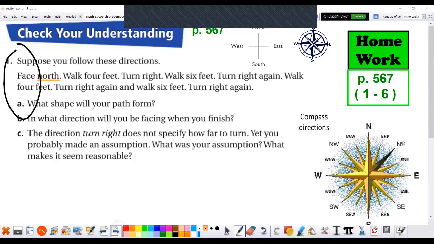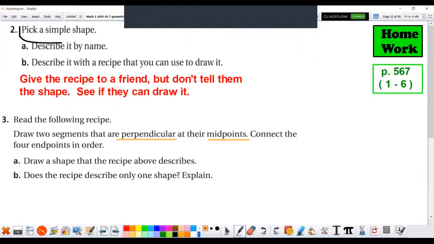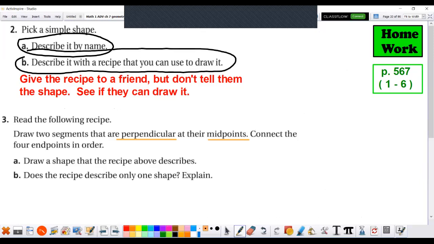Number two, you pick a simple shape. Some people pick a letter in the alphabet, but you can pick something like a house, any type of shape you want. Give it a name. Then write the directions, describe it with a recipe. In other words, write out the directions of how to draw it, with paper.